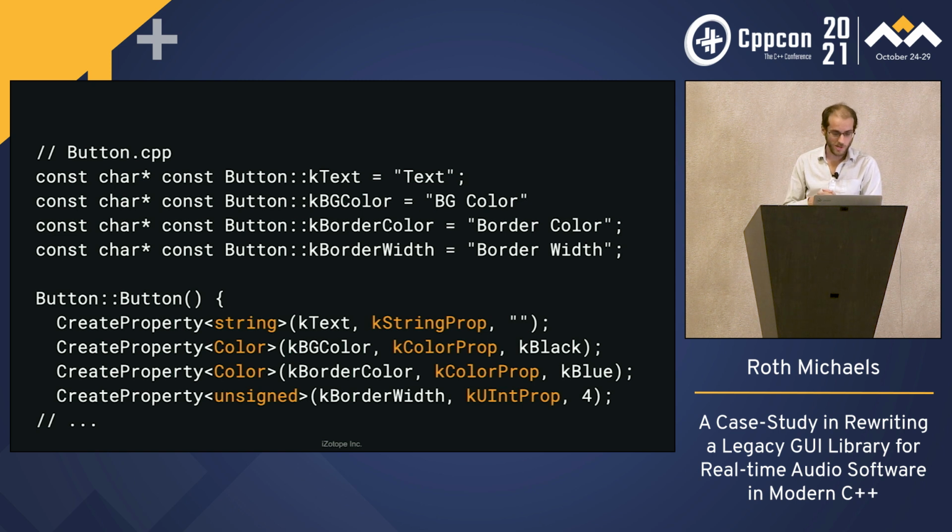Similar thing for the background color, border color, and then an unsigned for the border width. Now you notice what I've highlighted in orange, we're encoding two pieces of information twice. One is the actual type of the thing we're creating in C++, and the other is a constant that's a string name for that type. And you're expected to know that in our serialization system, kStringProp is a std::string, or kColorProp is a color, and it's up to the developer to keep track of that information. So that's one of the downsides that we'll see that we're addressing.